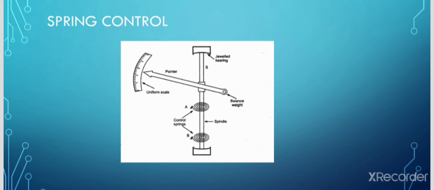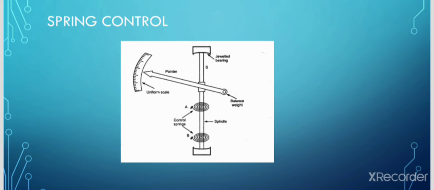Coming to the working, when the pointer deflects due to some current or pressure, the spring twisted in the opposite direction will produce the controlling torque, which is directly proportional to the angle of deflection of the pointer, that is tau c is proportional to theta, and the pointer will come to the rest position. When tau d, the deflecting torque, equals the controlling torque, we say that it's an equilibrium position.